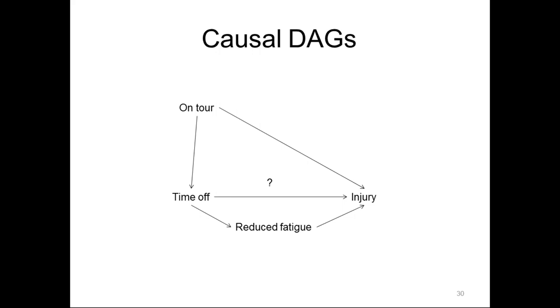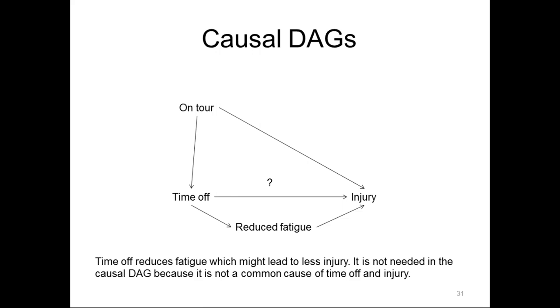So if you think about what's driving this question, we have this potential factor of reduced fatigue. That's the idea that maybe time off is going to reduce fatigue, and that's going to reduce injury. So is this a common cause of our exposure and our outcome? No, this is not a common cause. This is on the pathway. We don't need it in our causal DAG because it's not a common cause of time off and injury. It's essentially downstream of time off.